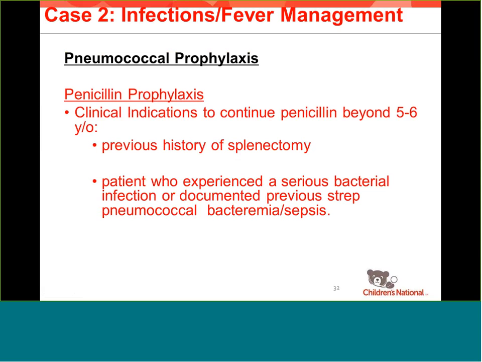I'll just keep going here. I think we went over this. Penicillin prophylaxis, patients who have a history of splenectomy, we go beyond age 5 to 6 years of age, continue the penicillin. We also continue in patients who have documented pneumococcal sepsis or bacteremia. So patients who have a previous sepsis with strep pneumococcus or splenectomy, full splenectomy, we continue them. Outside of those two indications, we stop the penicillin.